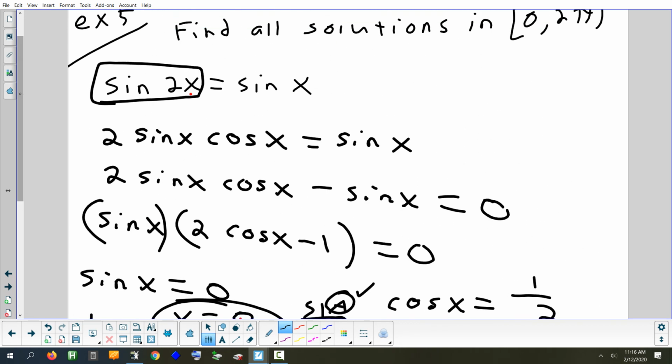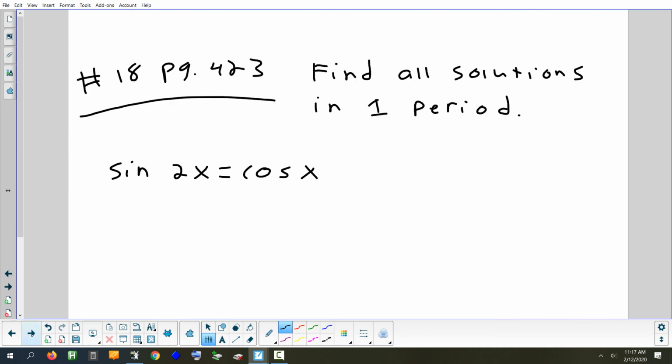The only thing new in this problem was using this identity. But then after that, I think that was actually easier than some of the other ones from yesterday. Quadratic formula ones are the hardest. All right.